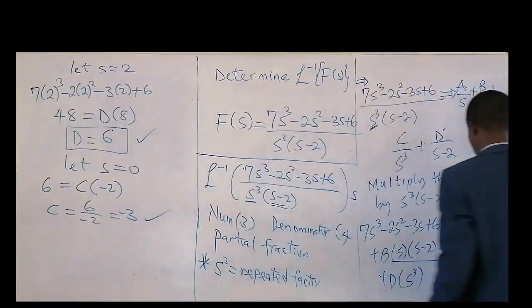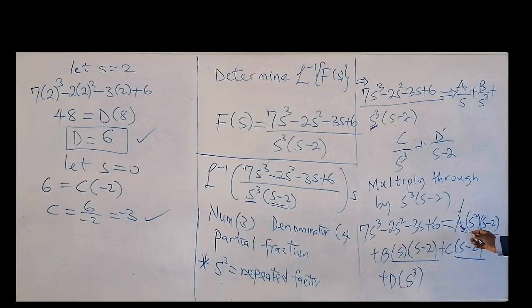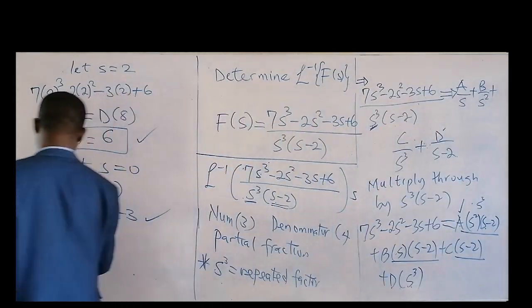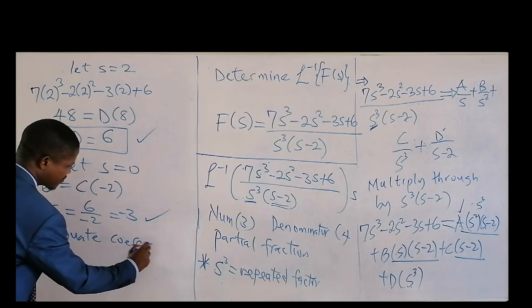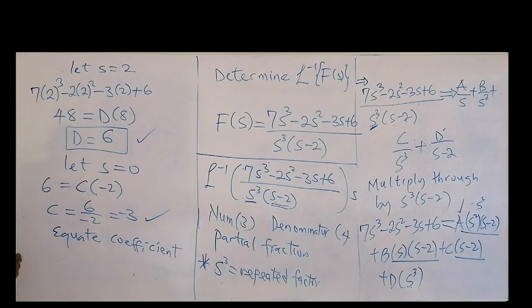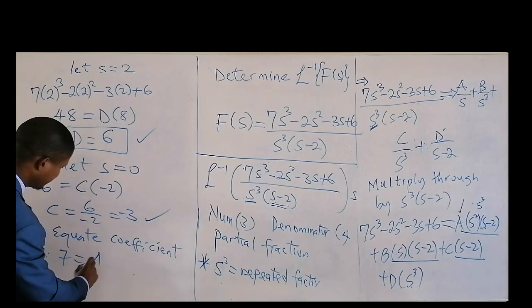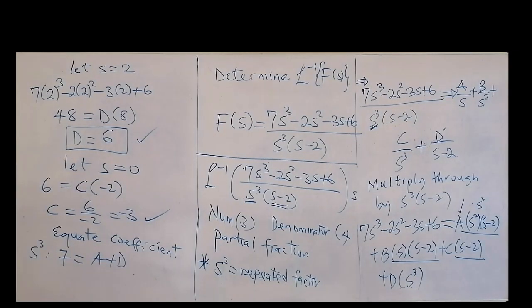Equating coefficients: if you expand this one times this one, that's the x cubed times A, and we have another x cubed here also. So we can equate coefficients. Equate coefficients of x cubed. We have 7 equal to A plus D. My D is 6, so that will be 7 equal to A plus 6. So A is 1.